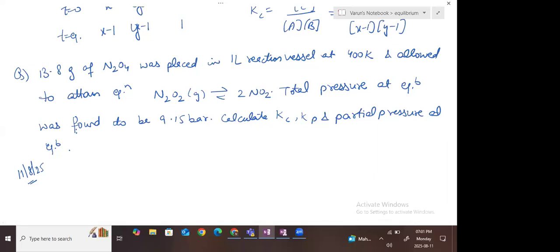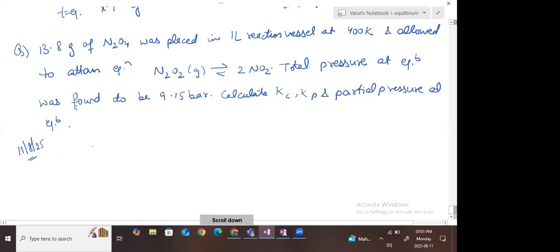Well, we have to discuss this question, right? If we can see, our reaction is this one. Oh, I mistakenly wrote N2O2. It is N2O4. This is my reaction, correct? Yes, ma'am.